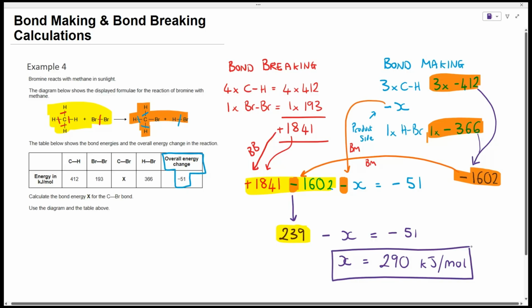So that is a 4-mark example, and obviously quite tricky, but if you follow the method through, then you can pick marks up. If you are absolutely struggling, if you work out the breaking bonds, work out the making bonds and your X, you'll still get some credit, possibly 2 out of 4 for just working those out. So try to follow it through to the end if you possibly can, get that value, and then at the end substitute it back in and see if it works.